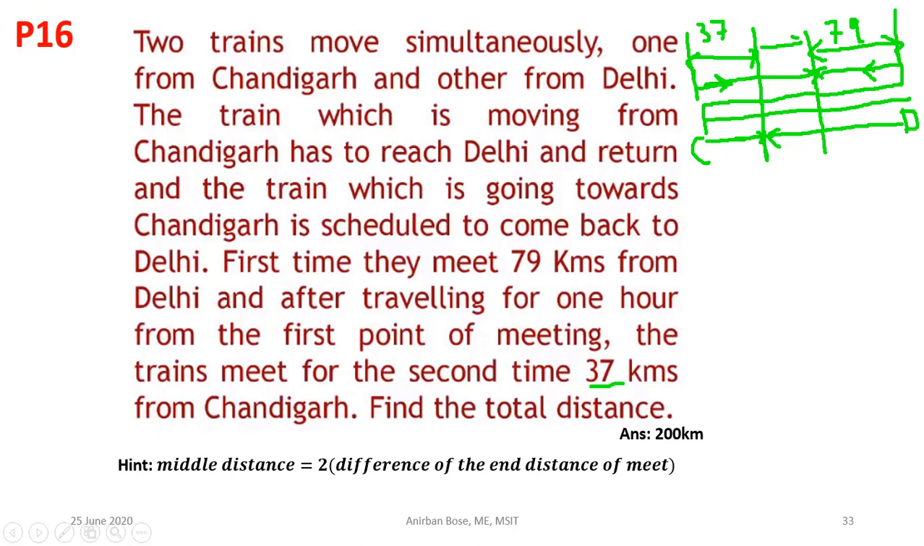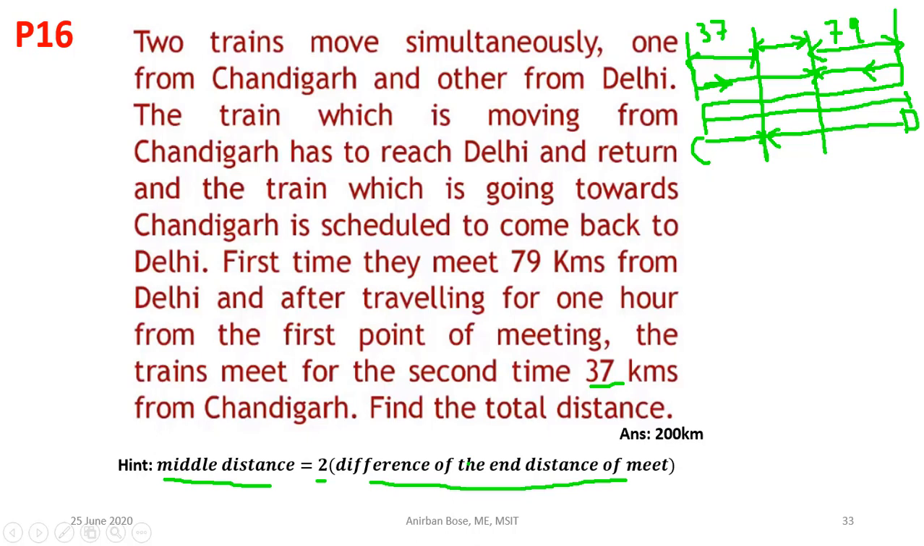So if you can find this middle distance, you can find the total distance, right? Can you tell me the total distance traveled by the trains? Here you can see that 3 times the distance from Chandigarh to Delhi is actually traveled in these two meetings. They meet here for the first time, then they cover this distance again, and then finally this one. Anyway, to find this middle distance, you have to remember only this formula: the middle distance is equal to twice the difference of the end distances to meet.